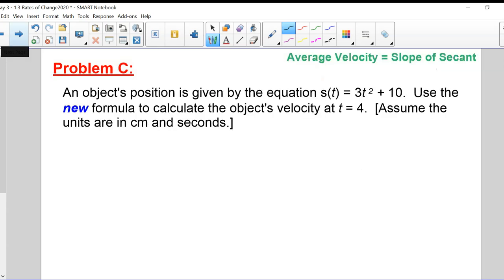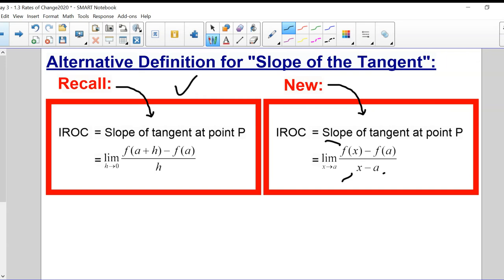So let's get to the first example. Let's see how this works. Now we're using another quadratic function to represent the position of the object. We're going to use a different t value this time, and the t now is equal to 4. Assume the units again are in centimeters and seconds. Let me just go back and show you again. We do need to know the function value at the point at which you're measuring the slope, the IROC, and we need to know what the x value is that we're interested in. That's what the a at the bottom is.